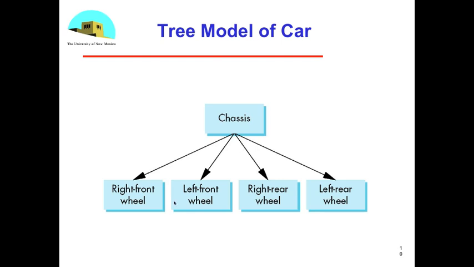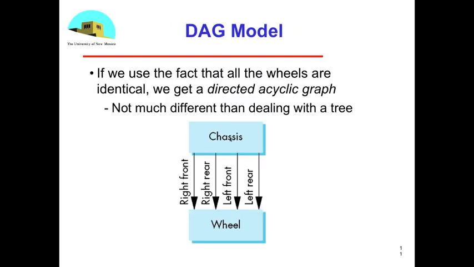Now, if this doesn't take advantage of the fact that the four wheels are the same, if we want to use the fact that the four wheels are the same, we can replace this tree by what's called a directed acyclic graph. What a directed acyclic graph says is that the links all have directions, but there are no loops in the graph. You cannot get back to where you started from by following these directed links. So here's the chassis, and it has four links going from it, but all four go to the same place because all the wheels are identical.